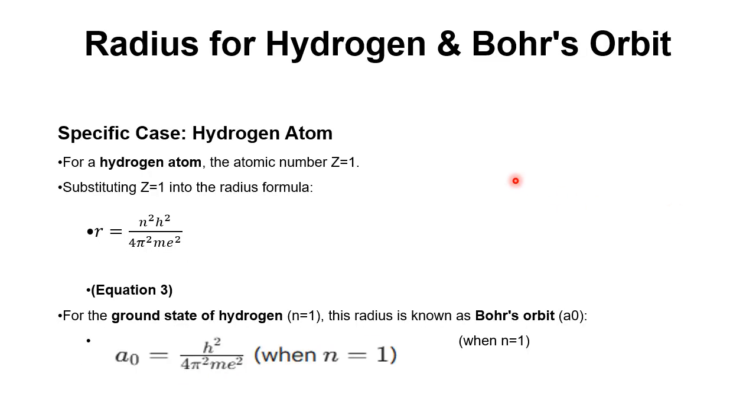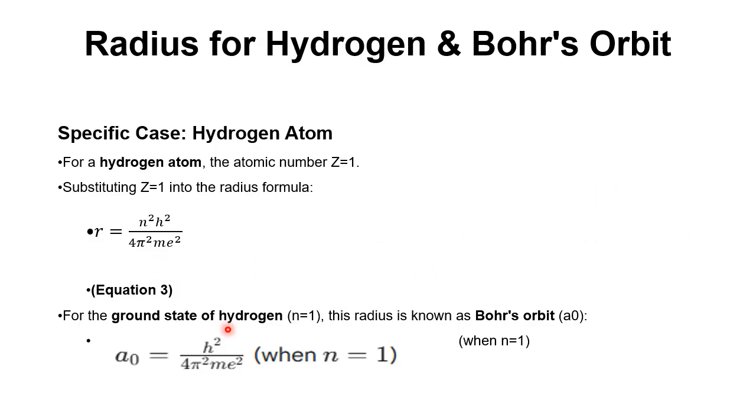Radius for hydrogen and Bohr's orbit. The specific case, that is hydrogen atom, we will consider. For a hydrogen atom, the atomic number Z is equal to 1. Substituting Z is equal to 1 in the radius formula, the previous equation we derived, r is equal to n squared h squared divided by 4 pi square m e square. You substitute Z is equal to 1 and you get this equation. This is equation number 3.